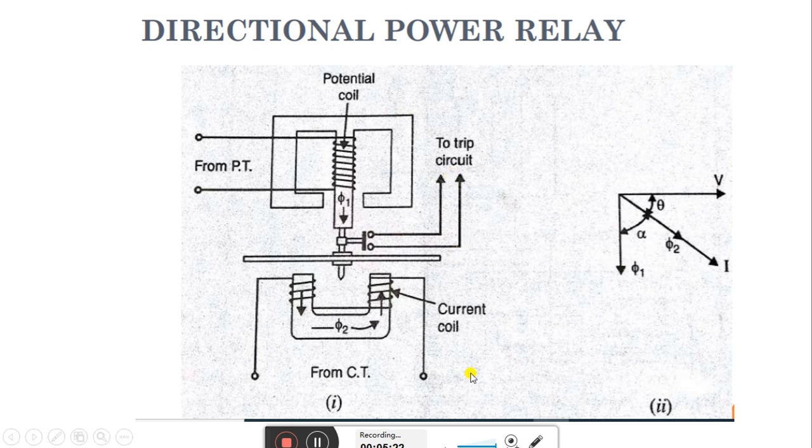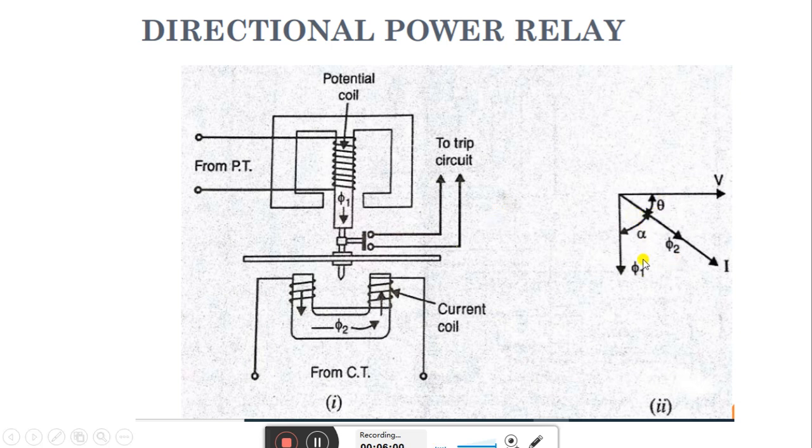So this is the overall construction of the directional power relay, with two windings. One winding is supplied from the potential transformer and the other from the current transformer. This is the fundamental principle of operation: we must have both voltage and current flowing across the circuit. Then only will the directional power relay operate.